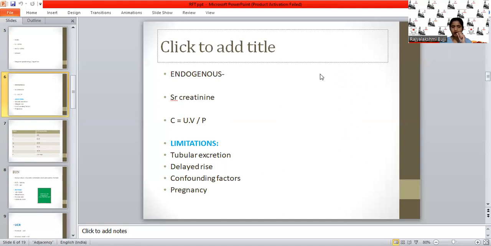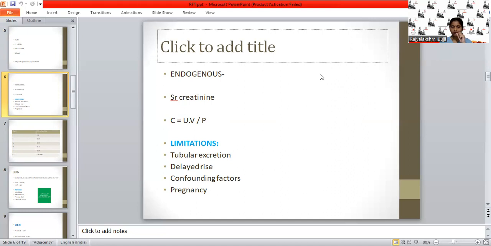Delayed rise means only after loss of 50% of the kidney function does creatinine start to rise. So if we check serum creatinine or creatinine clearance in the earlier stage of kidney dysfunction, we may not pick up and we will miss the kidney dysfunction. Confounding factors: if the patient is severely dehydrated or hypovolemic, if the patient consumed a lot of protein rich diet, or if he has done excessive exercise before the day of the test, it can cause false elevation of the serum creatinine.